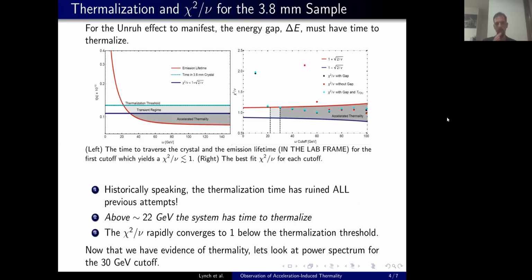But first, we note that the system will have to have time to thermalize. And when we look at the emission lifetime, we find that there is a hard cutoff at 22 GeV, below which we are not thermal, above which we have time to thermalize. And we see that the chi-squared rapidly converges to 1 above that thermalization threshold of 22 GeV.